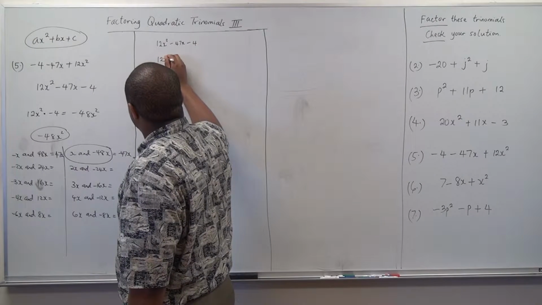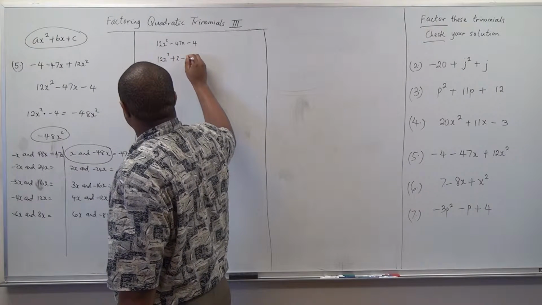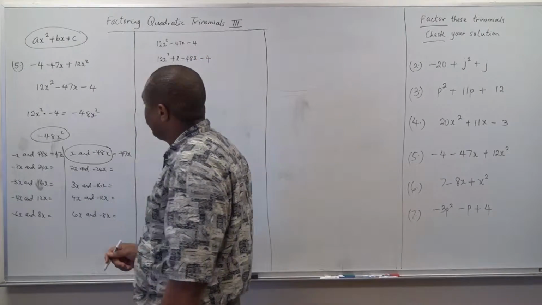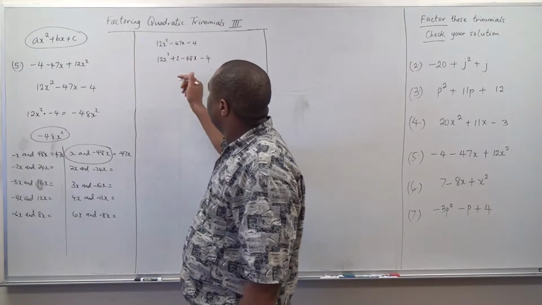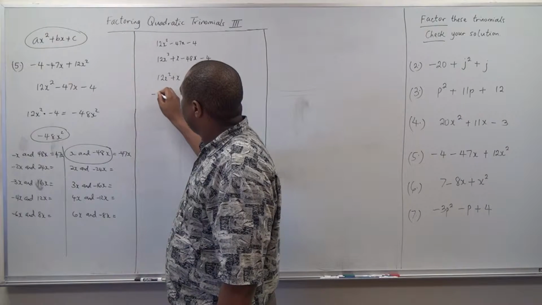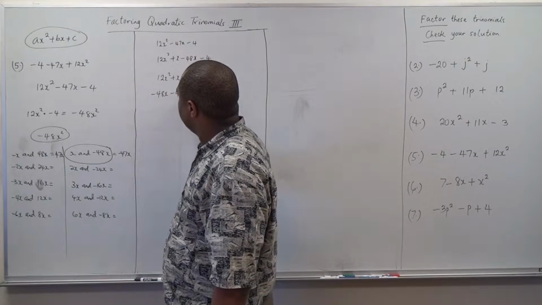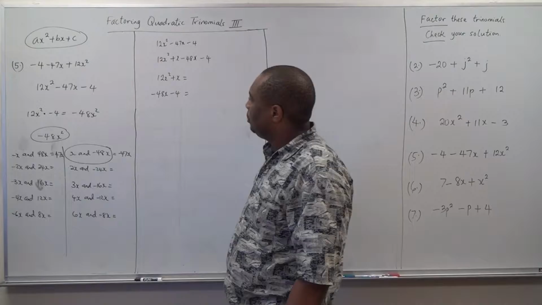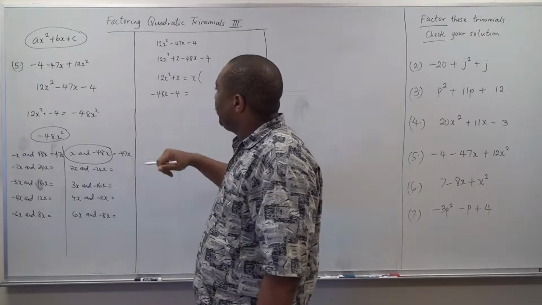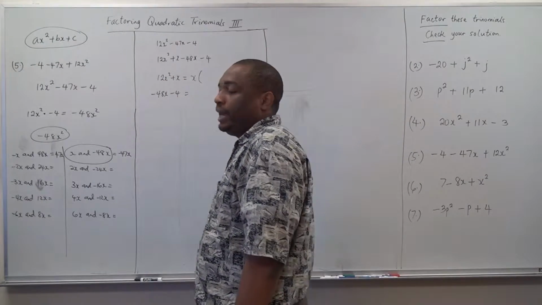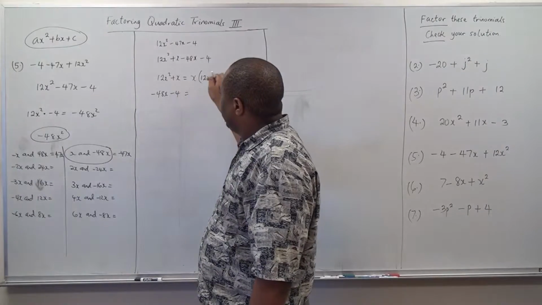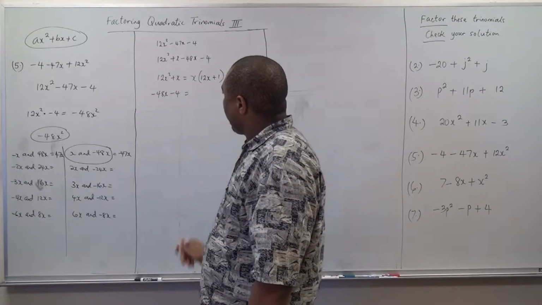So this is 12x squared plus x minus 48x minus 4. Right? So we now group in twos: 12x squared plus x, then negative 48x minus 4. So what is common here is x. If you bring out x, 12x squared divided by x gives you 12x, then plus x divided by x gives you plus 1.